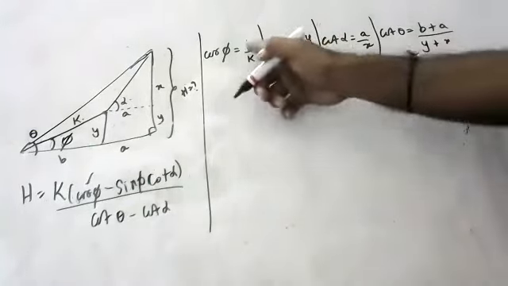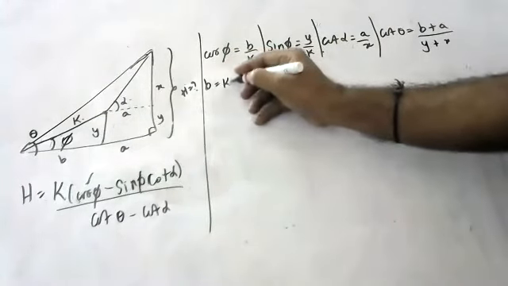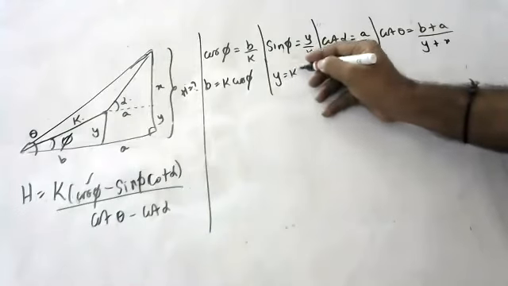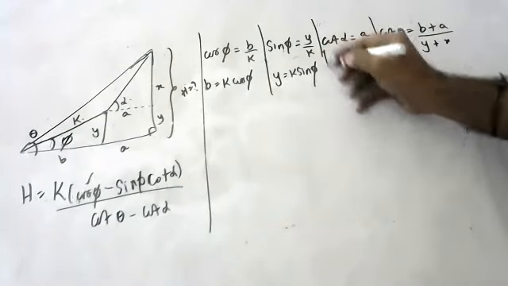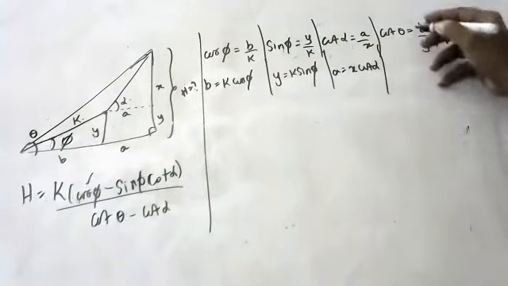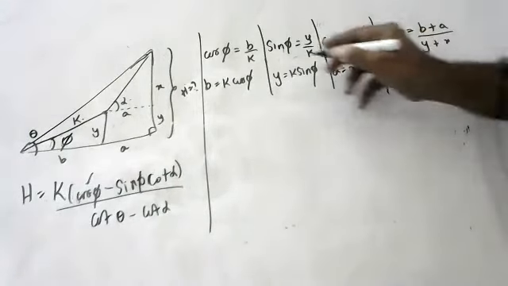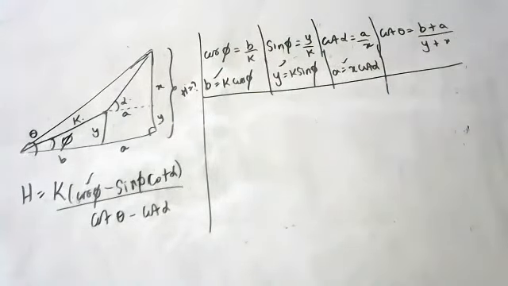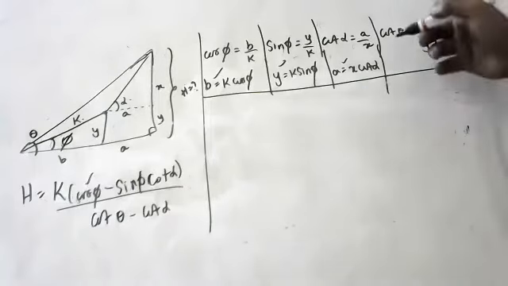How it is over, I will show you. What is b, children? K cos phi. What is y, children? K sin phi. What is a, children? X cot alpha. Now, children, this a, this y, this b, we will substitute in this cot theta.